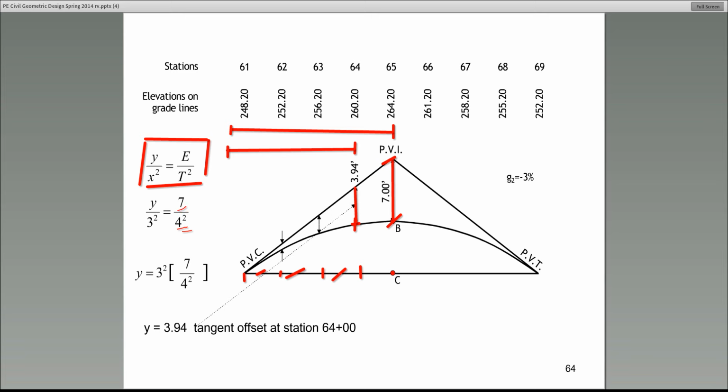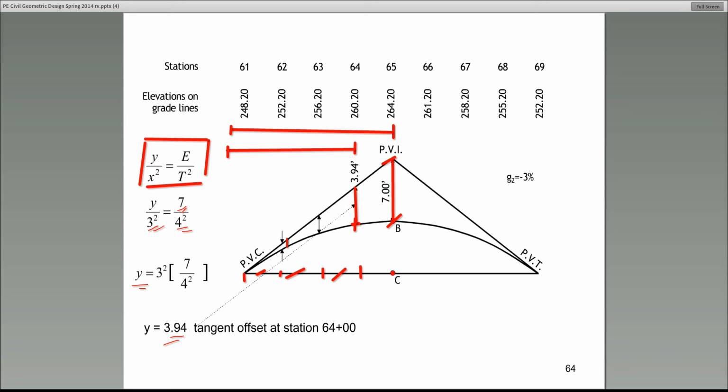E is 7. We got the 7. And then 3, I showed you where the 3 came from. Don't forget to square both 3 and 4. Solve for y, you come up with 3.94. Does everybody agree? Now, before we look at the next slide, I want you to give me the tangent offset at station 62, which would be approximately here. All right? So give me the tangent offset at station 62.